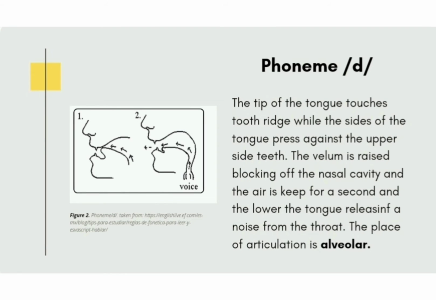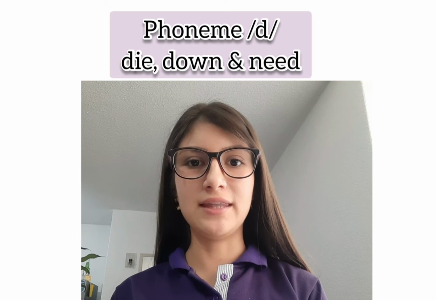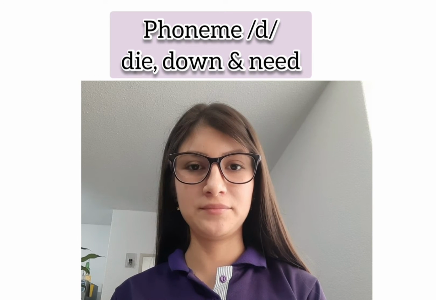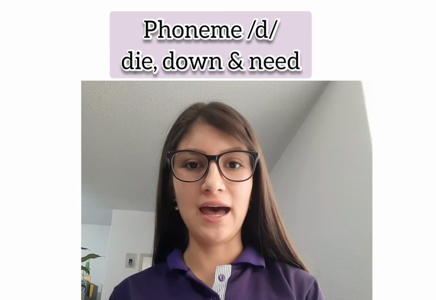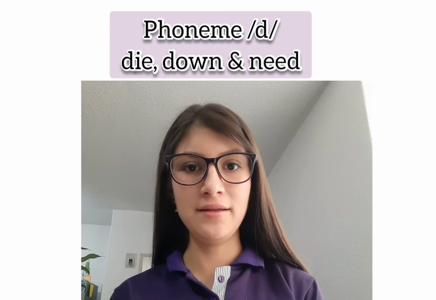The tip of the tongue touches the tooth ridge while the sides of the tongue press against the upper side teeth. The velum is raised, blocking the nasal cavity, and the air is kept for a second, then the tongue is lowered, releasing a noise from the throat. The place of articulation is alveolar. This phoneme sounds like /d/. For example: die, down, and knit.